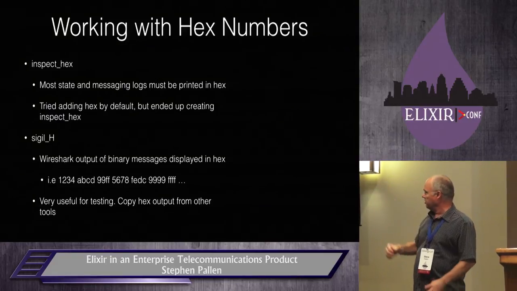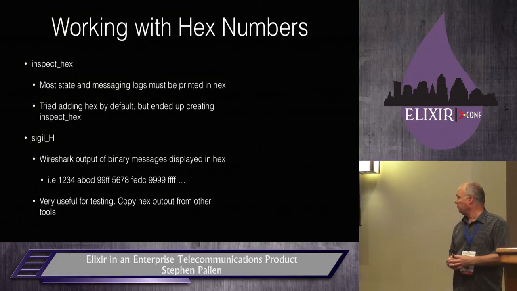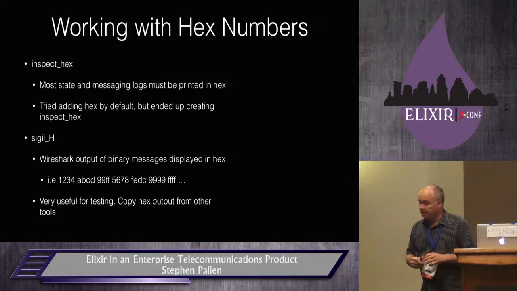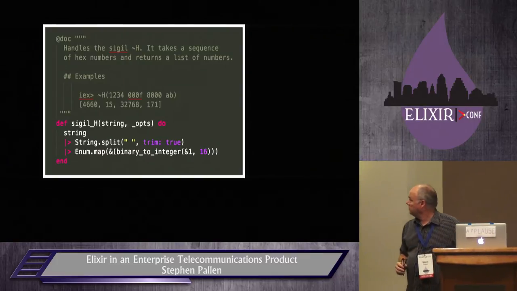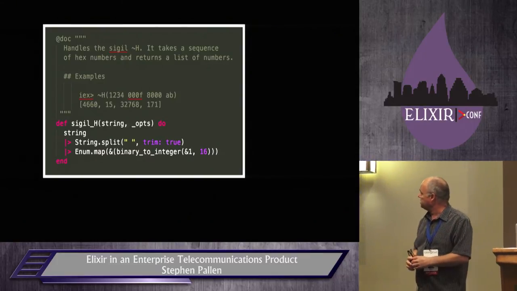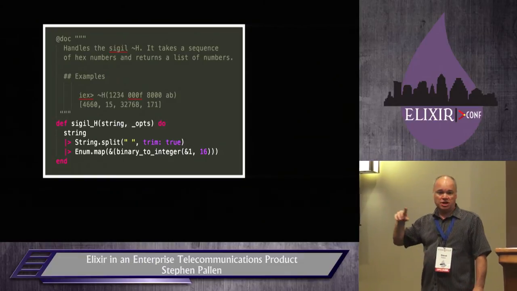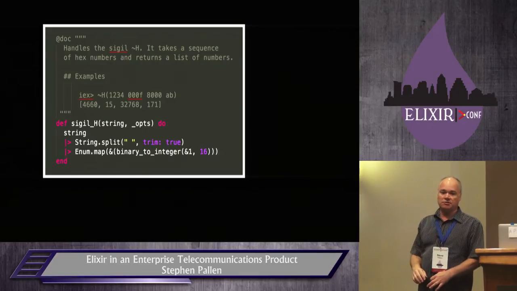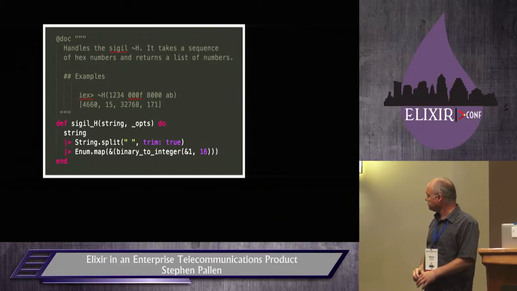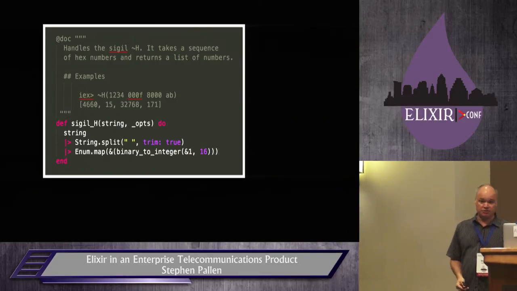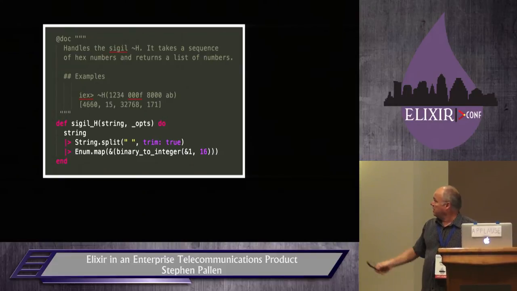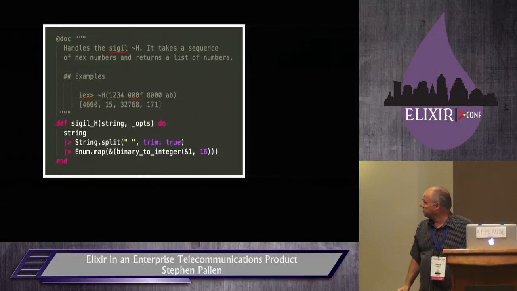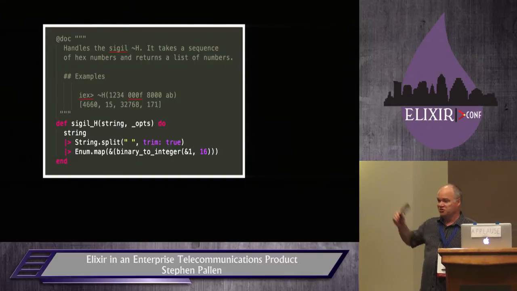And I'd put 0x in front, and I thought, this is kind of silly after doing it 100 times. So I just wrote a simple sigil that basically allows me, so here it is, in the comment, just tilde H and then the hex string, and it pops out the list of numbers. That was kind of handy, especially for the tests. And there's the implementation. I love how short the implementation is.